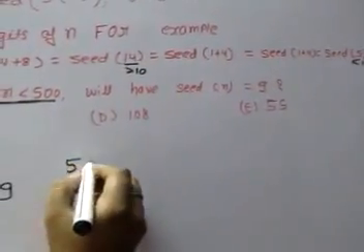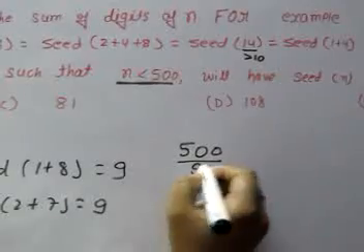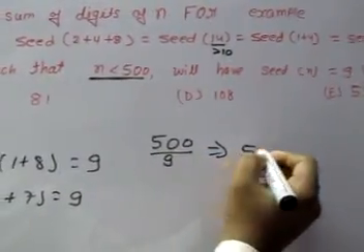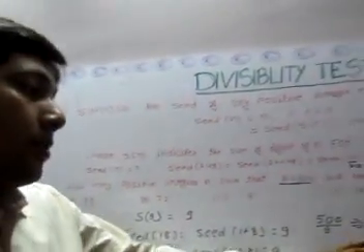So the answer is 500 by 9, quotient is 55. That means from 1 to 500 there are 55 integers divisible by 9. Hence the answer of this question is E, 55.